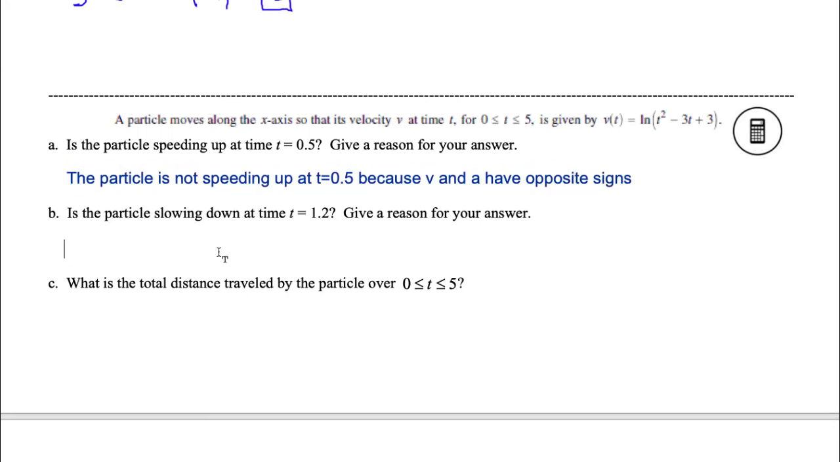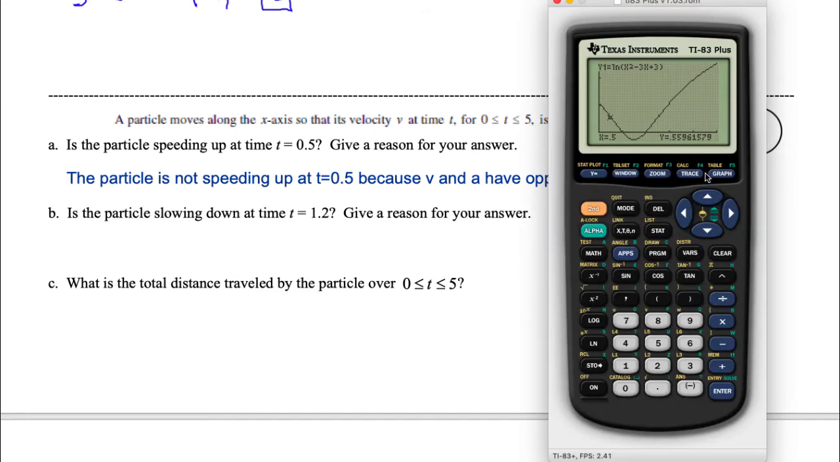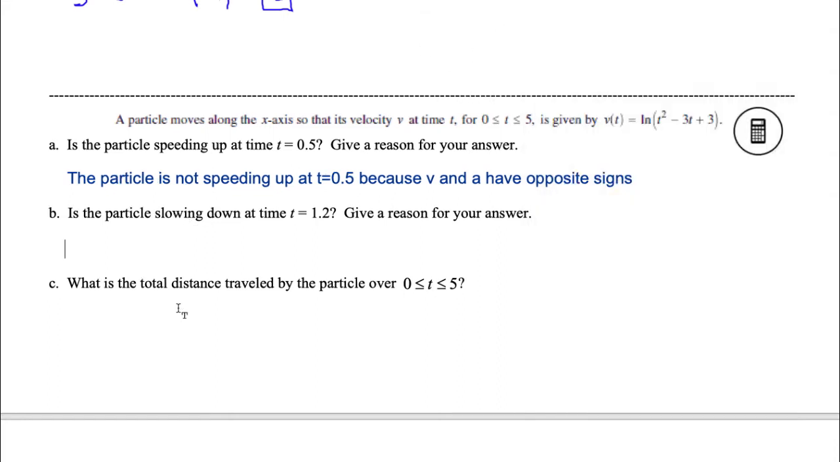All right, is the particle slowing down at t equal to 1.2? So I come back over here, I trace 1.2, I hit enter, and I see that I'm below the x-axis, or below the t-axis in this case. So I have a negative height, and my slope is still negative. I haven't hit this point yet. So they have the same sign. Let's go ahead and type that down here.